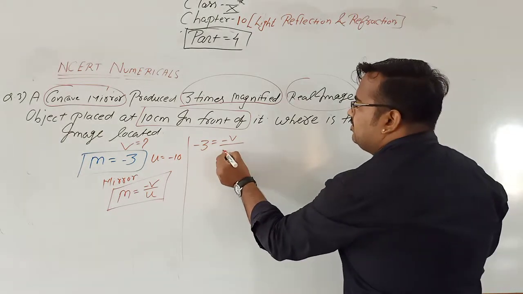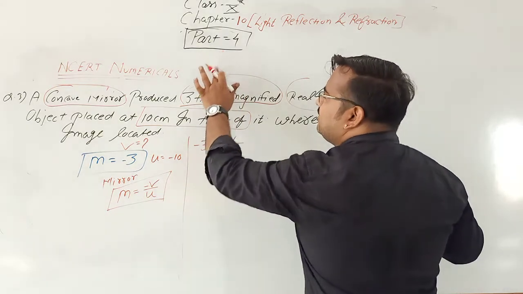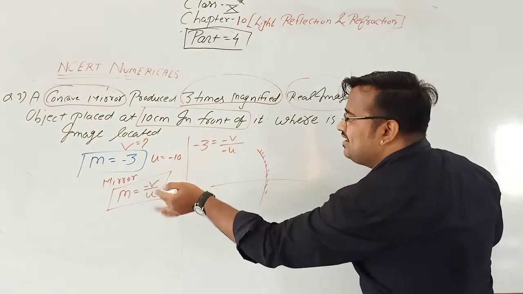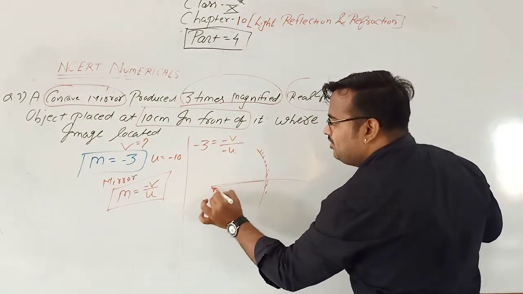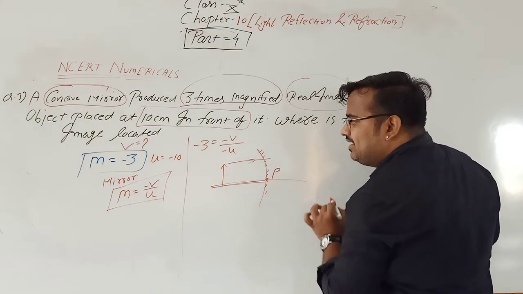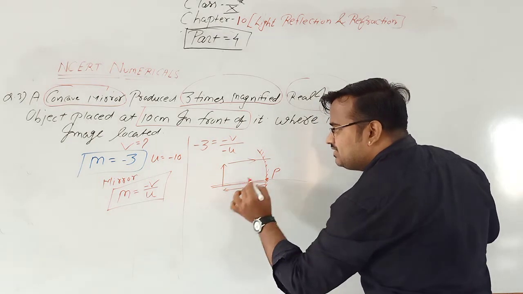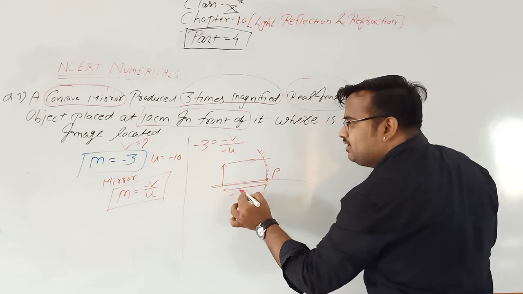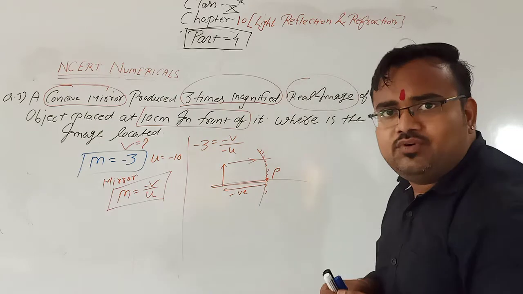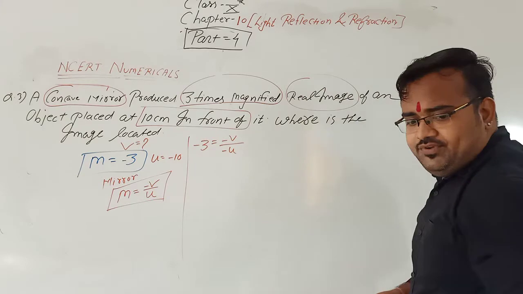Clear? See, what is the front side of the mirror? Suppose this is the concave mirror. The front side of the mirror is the left side, and the object is placed here. This is the direction of incident ray, and we are measuring the distance from the pole, so this is the opposite direction of the incident ray. So all the distances towards the front side of the mirror are negative. Clear? So what will we do?